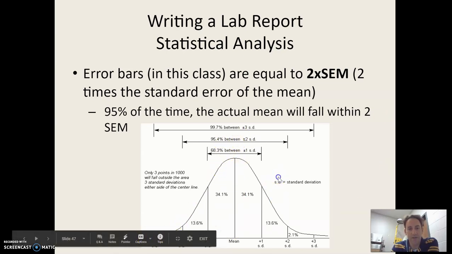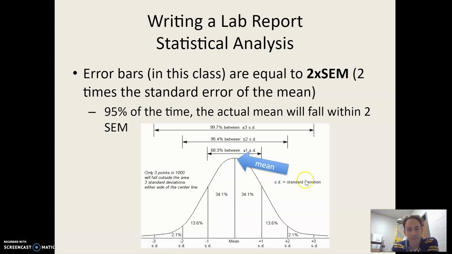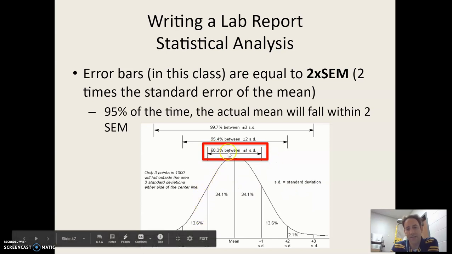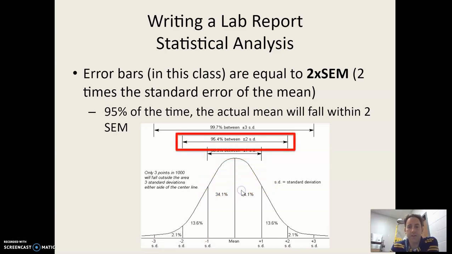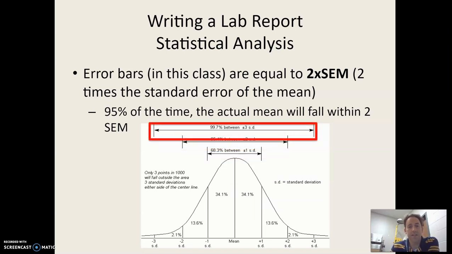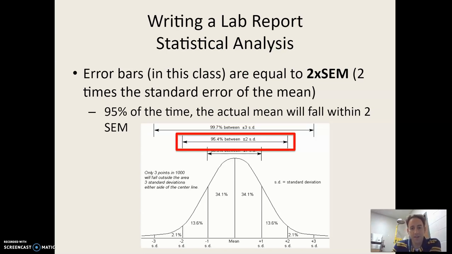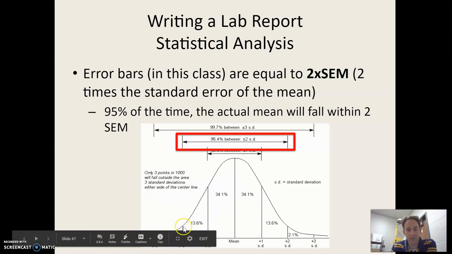Here's your mean, your average. And so then 1 standard deviation incorporates 68.3% of the data. So 1 standard deviation only captures about 68% of the data. 2 standard deviations capture about 95% of the data, and 3 standard deviations capture about 99.7% of the data. That means if you did this experiment or made that measurement 100 times, 95 of those times, the value will be within 2 standard deviations of the mean.